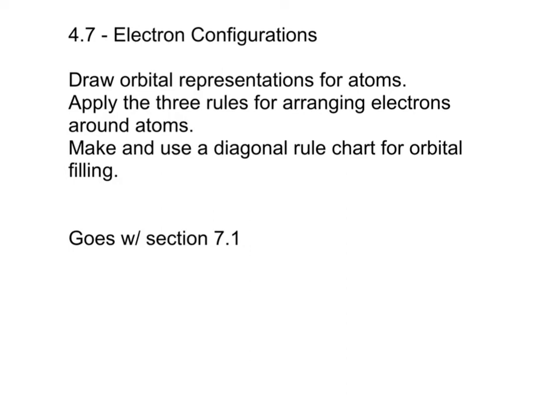Okay, chemistry students, here we are at the final lesson in Unit 4. We're going to deal with electron configurations, or electron arrangements around atoms. So we have three objectives for you for this lesson.